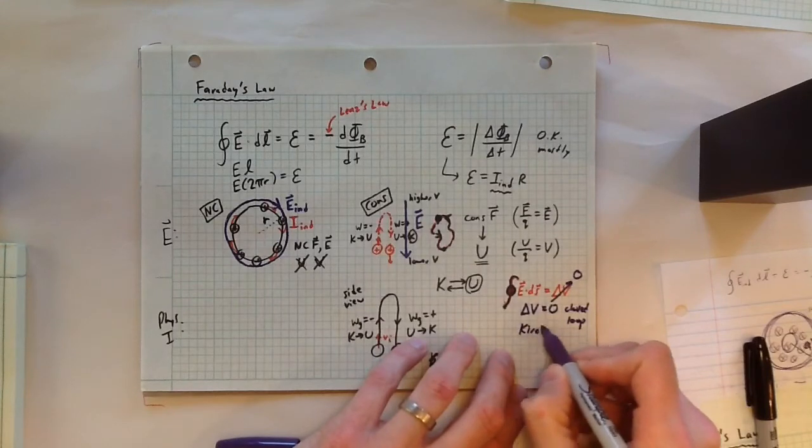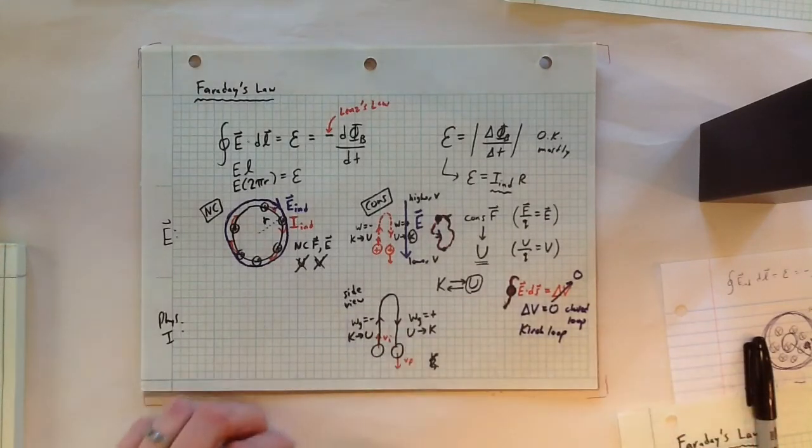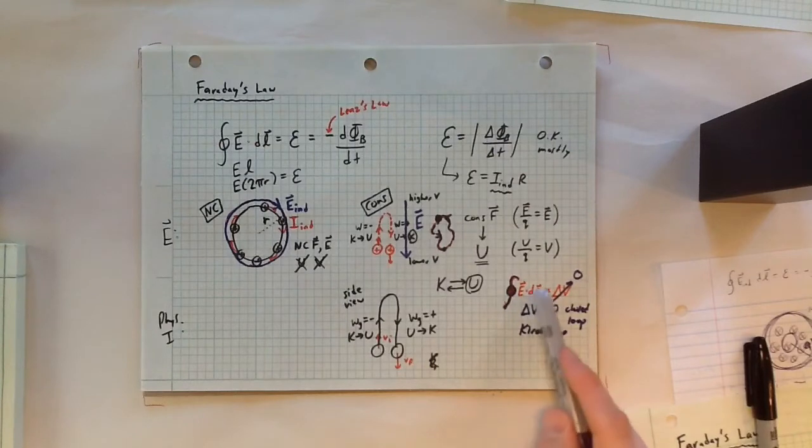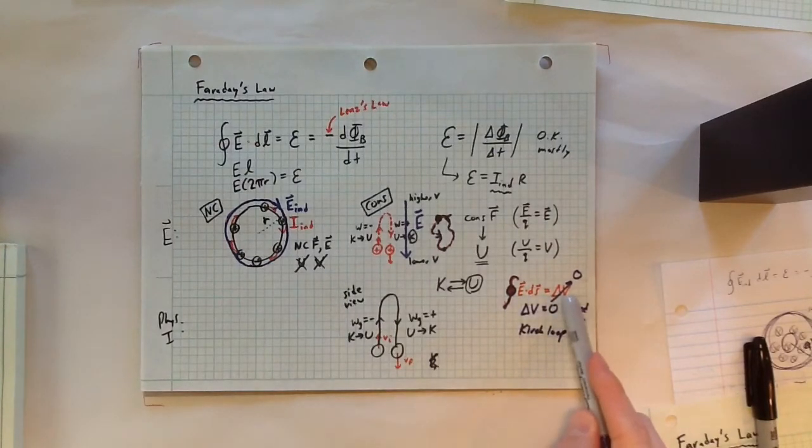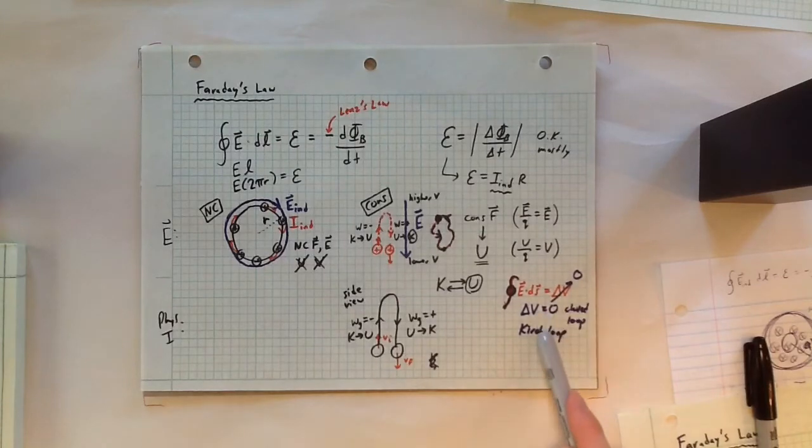This is called Kirchhoff's loop rule, right? The whole premise of Kirchhoff's loop rule was that if you go around in a closed path, of course, the sum of all the gains and drops in voltage you experience have to neutralize out to 0.